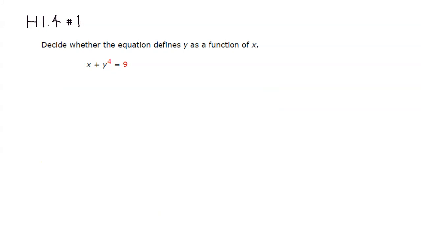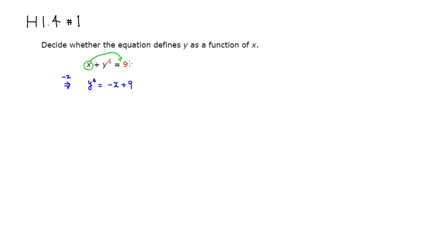To see if you get a single value from one x value, we're going to solve this equation for y. First thing is I'm going to move x over to the other side. We can simply subtract x. So we have y to the fourth is equal to negative x, and you still have 9 on the right hand side here.